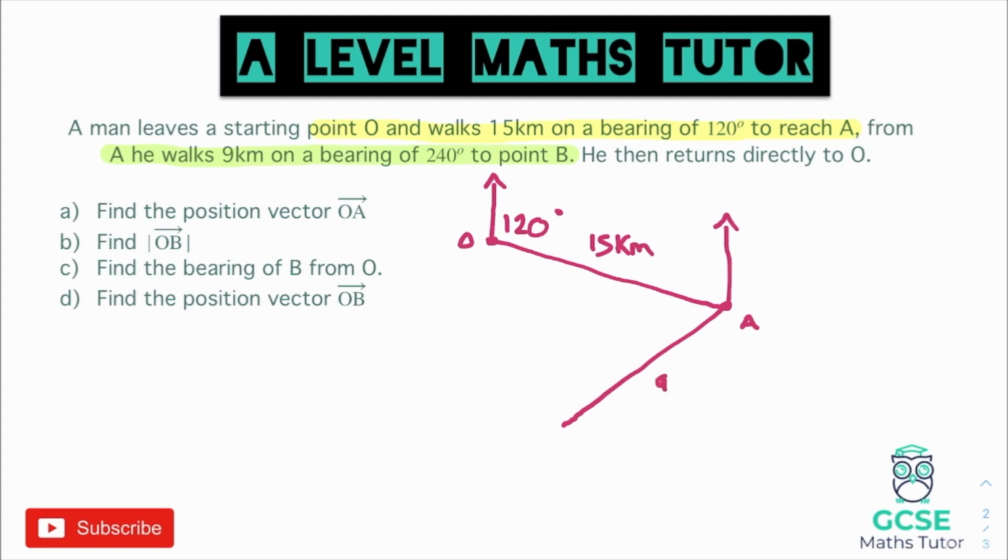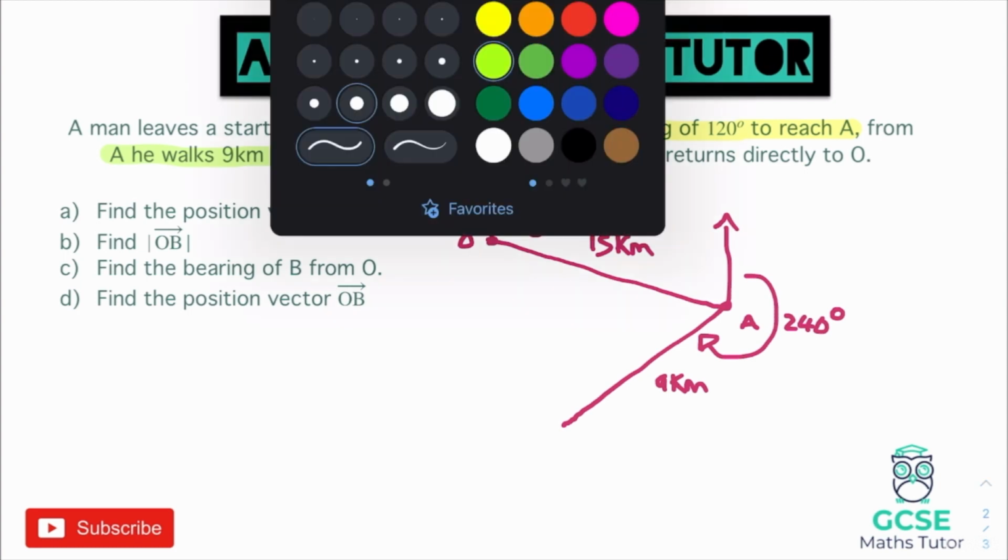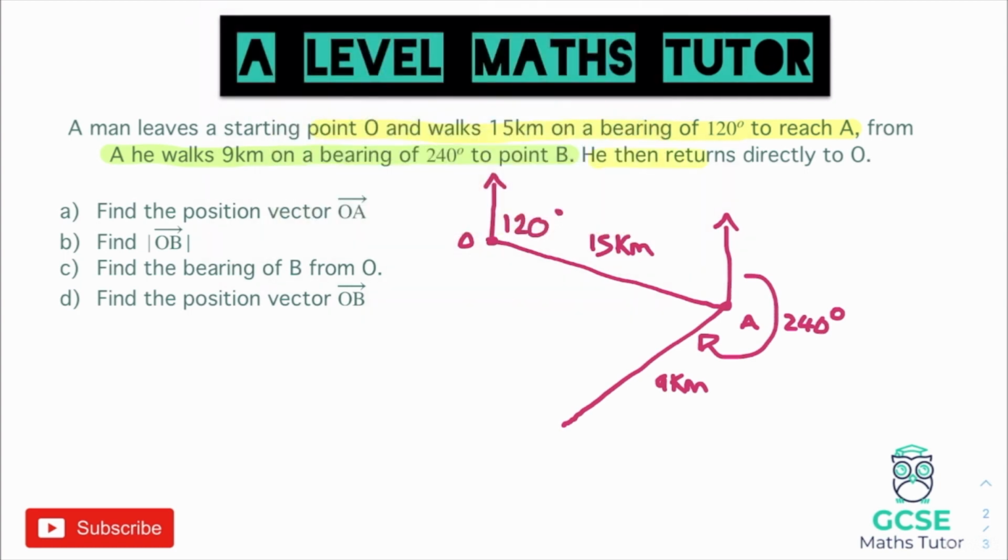So again, let's just write that in, make sure we have this all labelled nicely, and also we're going to want to show that that right there was 240 degrees. So we're getting there with our diagram. It then says in the final part of this that he then returns directly to O. So he's down here at point B and he's going to walk straight back to O. So as you can see, this has created a triangle.